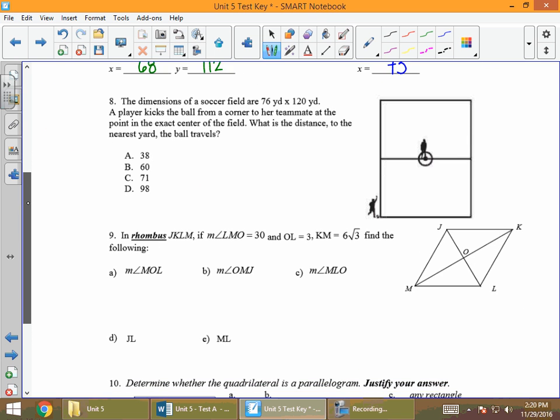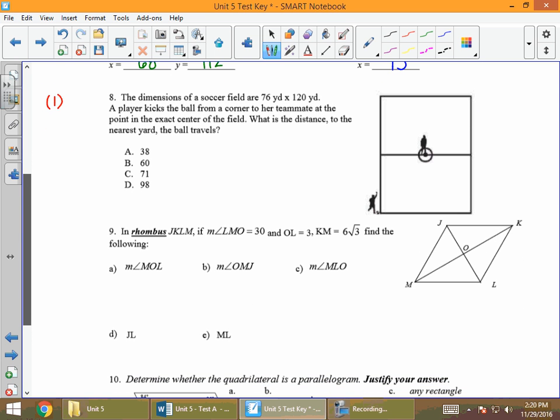All right, number 8. Number 8 is just worth 1 point. It is multiple choice. And it says the dimensions on a soccer field are 76 by 120. So the width is 76. It's the whole width. And 120 is the whole height of the soccer field.